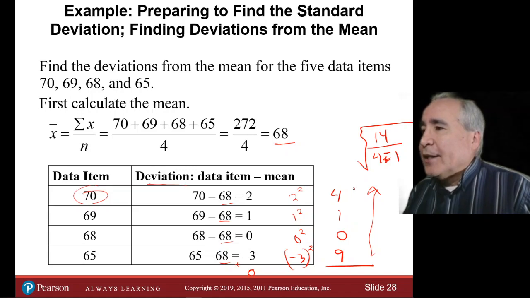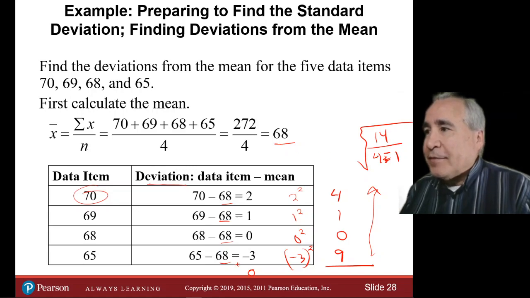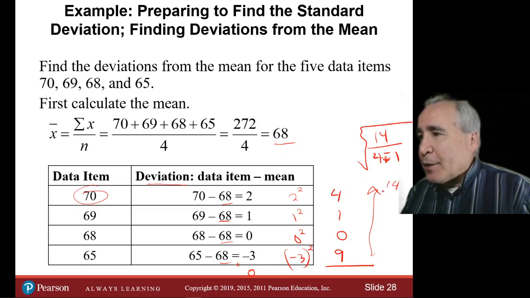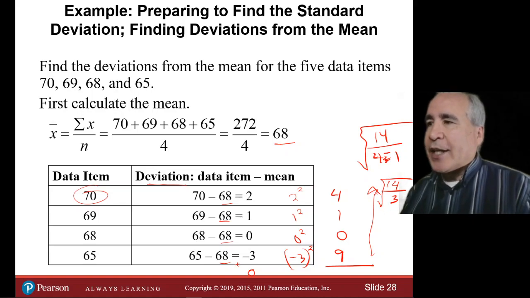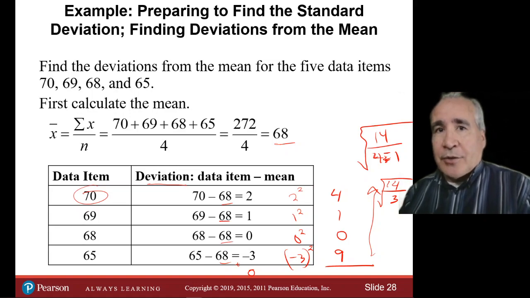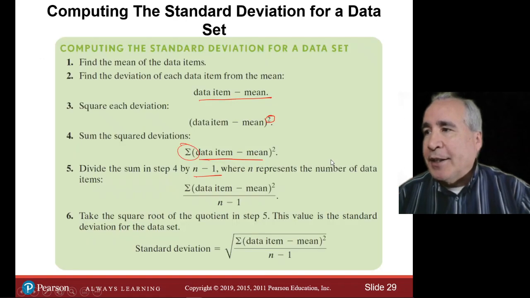And that's why I don't like to memorize these formulas so much, because whether you add or subtract 1 is a big difference, because this is now going to be divided by 3, right? So it's going to be 14 divided by 3, and then we'll take its square root when we're done, and that will be our standard deviation. That's why I want you to use the calculator. With the calculator, you don't have to memorize any of these formulas.